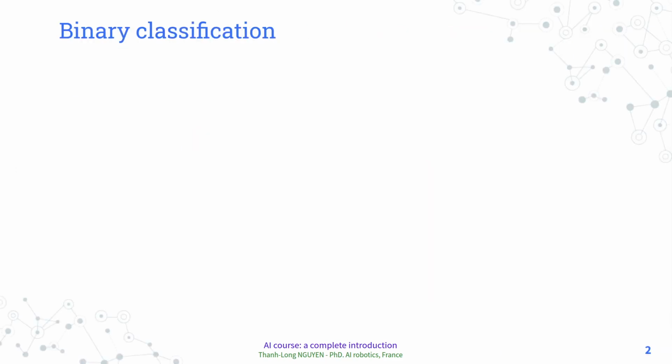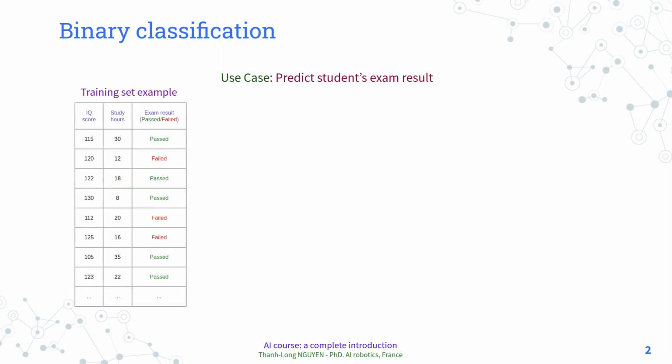First of all, I would like to give you a definition of what is binary classification. We start with the use case. Predict students' exam results based on some criteria. And we suppose that we have a training set like this. This data table has 3 columns. The first one shows the IQ score of students. The second one shows their number of study hours. And the last one shows their exam results recorded. There are only 2 possibilities for the results, either passed or failed, so this is a binary decision.